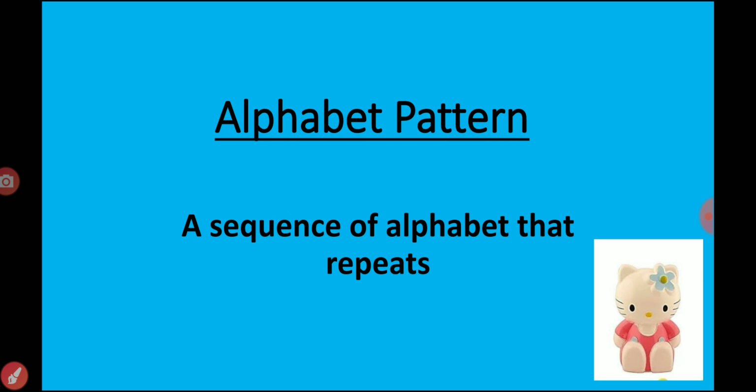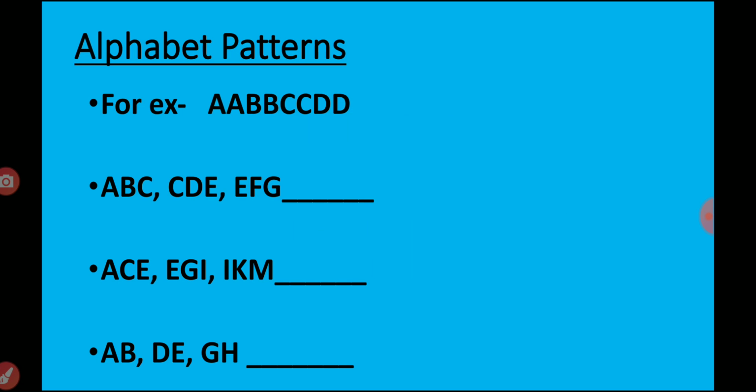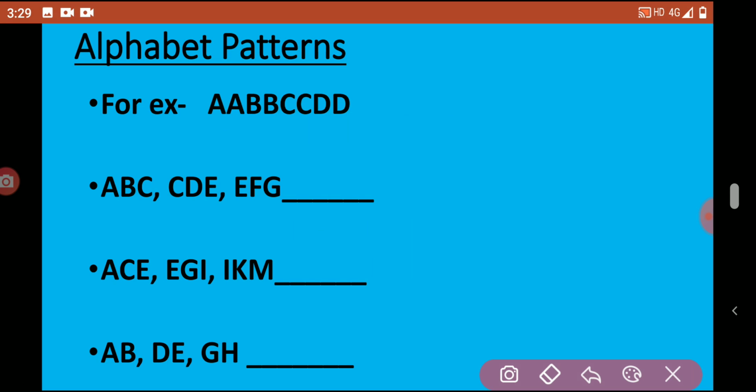Now alphabet pattern. In an alphabet pattern, a sequence of alphabets repeats. Now let's explain with the help of an example. In the first example we observe the pattern. In this AA, then BB, then CC, then DD. So in this example the alphabet repeats then moves forward. So after the D what will come next? It's E.